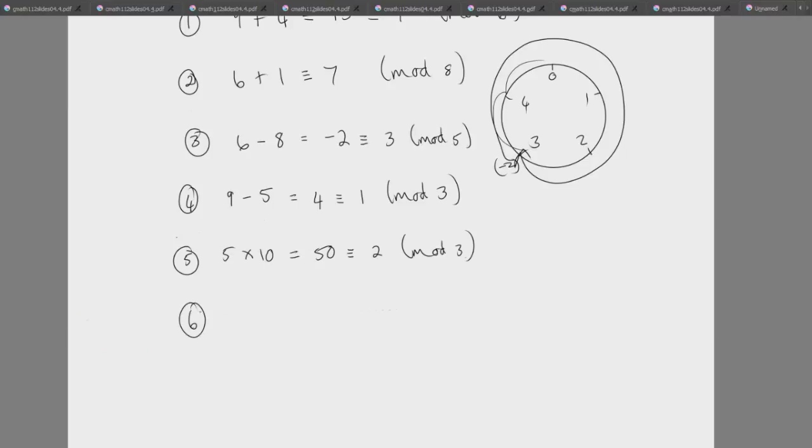Last one. 8 times 5 mod 9. 8 times 5 is 40. What is that mod 9? Well, 9 has a multiple of 36. So I'm going to be left with a 4. There you go. There is your introduction to modular arithmetic.